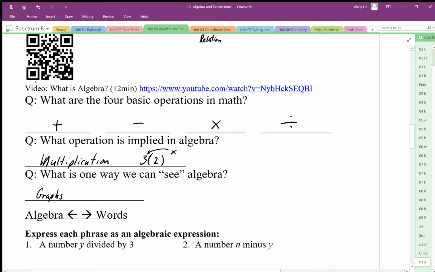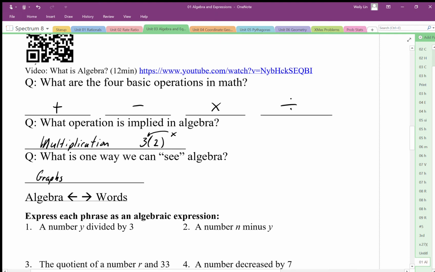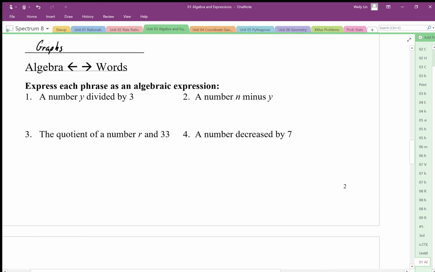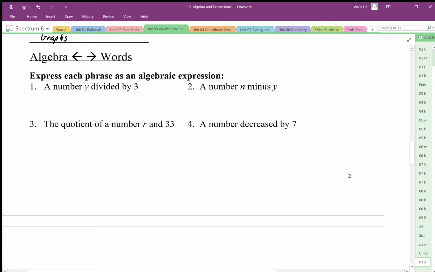Okay, so we can actually see add, subtract, times, divide on graphs. Okay, so algebra into words. How can I make these words into expressions? So if I have a number y divided by 3, well, I could show this as y divided by 3. A number n minus y, well, that's going to be n minus y as an expression.